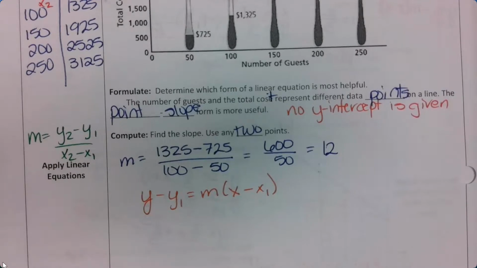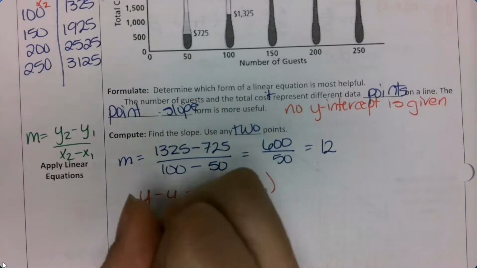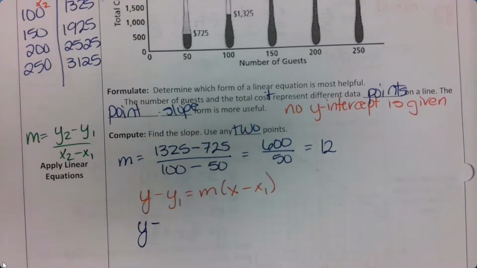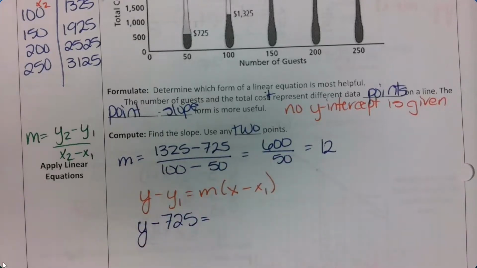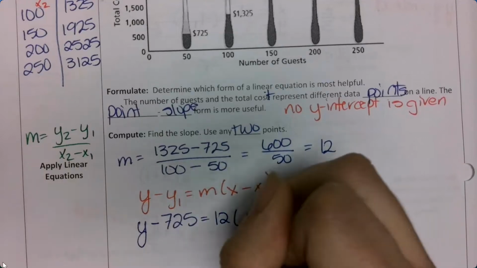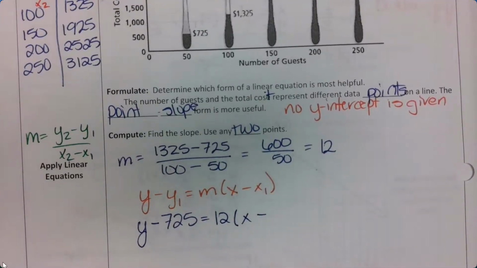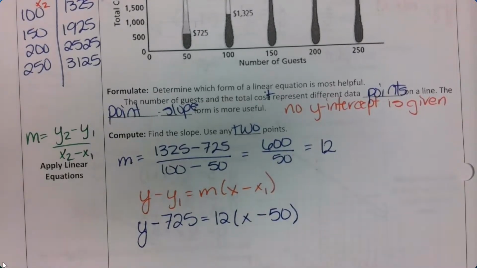Okay. So, I want to plug in the y, the regular y, and the regular x are going to stay the same. What was my y sub 1? Okay. And what was my m? Okay. And then I have x minus, what's my x sub 1? Okay.